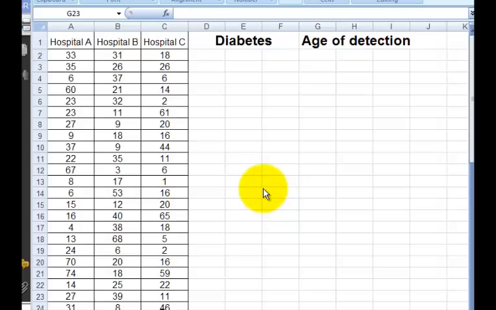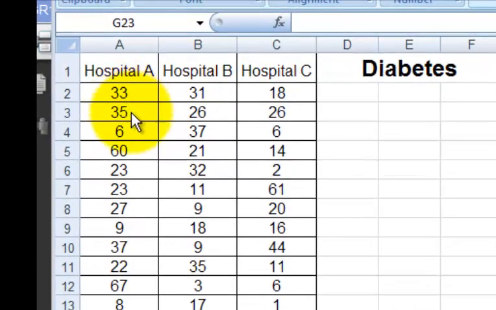So here's the data in an Excel spreadsheet, hospital A, B, C, and these are the ages of the patients when they were first detected to have diabetes. So they're going to see if there's a significant difference between age. So age is your DV, and your different protocol types used at the 3 different hospitals is your IV. That's your group. So let's take a look.